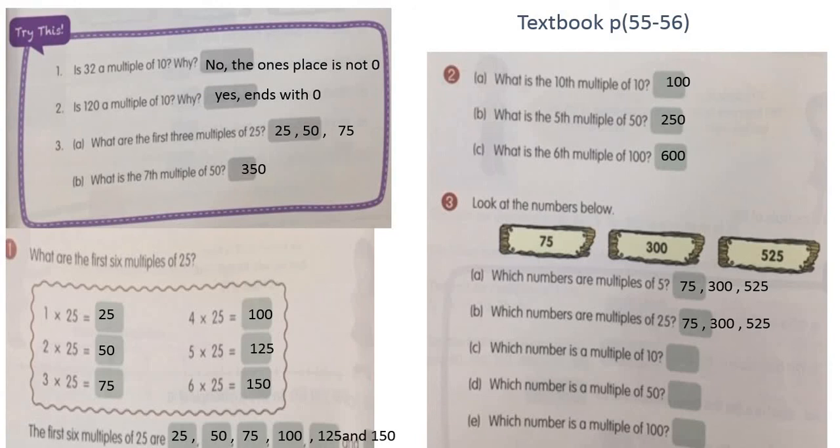Which number is a multiple of 10? They should end with 0, so just 300. Which number is a multiple of 50? It's like a multiple of 10, so it should be 50 or more, and it ends with 0, so only 300. And which number is a multiple of 100? It should end with 2 zeros, which is 300.